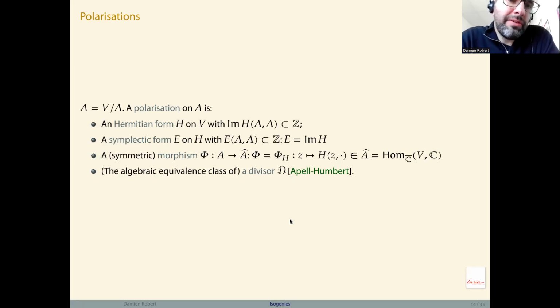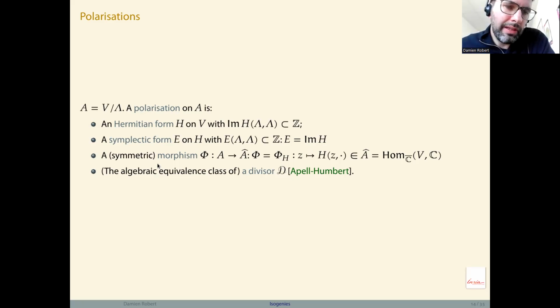So what is a polarization exactly? There are several equivalent ways to describe it from the complex point of view, and then we see several different ways from the algebraic point of view. The first way is to see it as a Hermitian form, H, on our vector space V, with the condition that the imaginary part of H should have integer value on the lattice. Another equivalent description is via a symplectic form E on V, where E is the imaginary part of H.